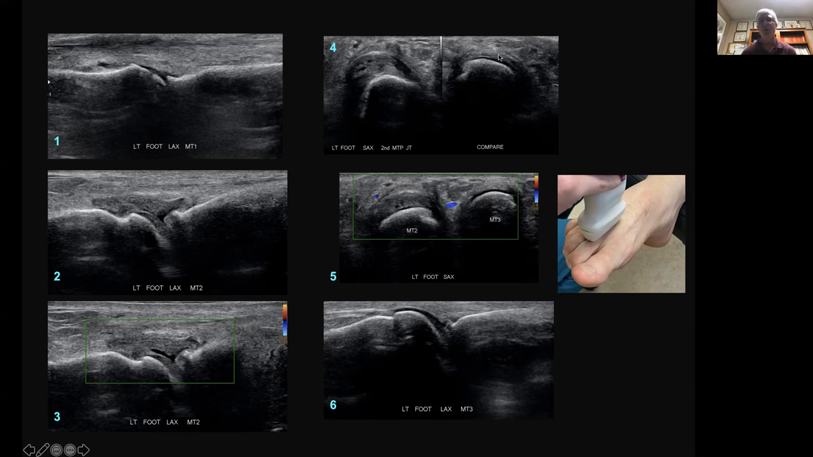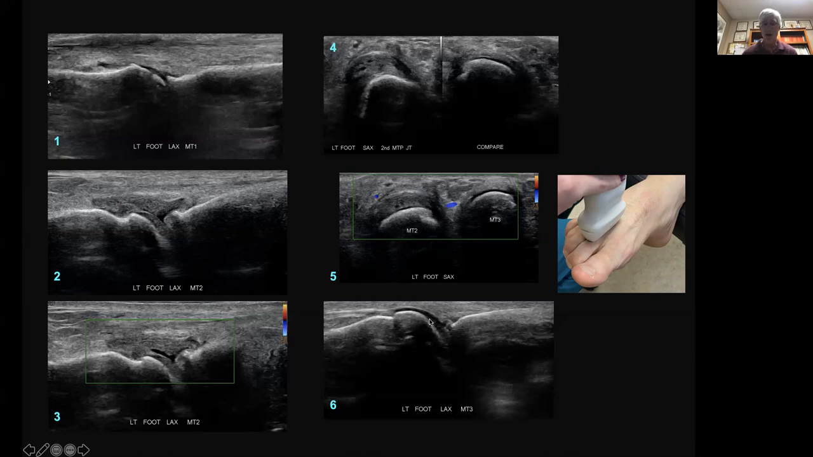So here you see a fair amount of synovial and capsular hypertrophy of the second MTP joint, and I love comparison images. And then I place the Doppler on it as well, lighten the pressure to look for active, what I call synovitis, if you see vessels. And then in this case, I checked the third MTP joint, which you can see is normal.